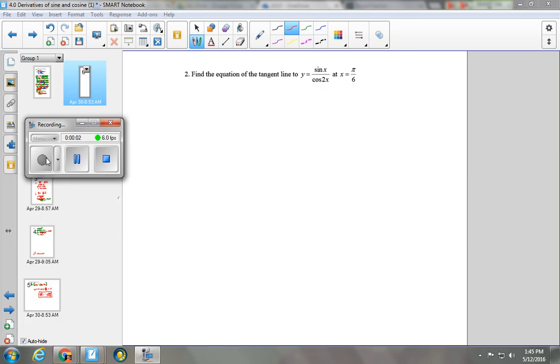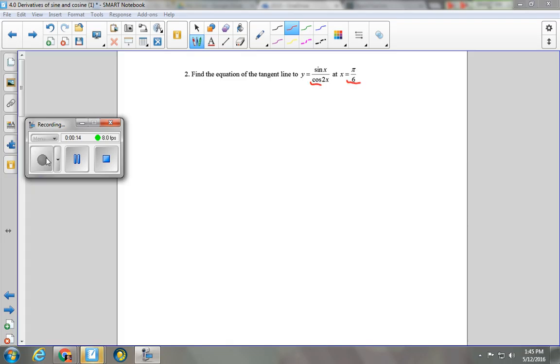Now we're going to find the equation of the tangent line to y equals sine x over cos 2x at x equals pi over 6. So we've done ones like this before, we just didn't have pi over 6 or the angles involved.